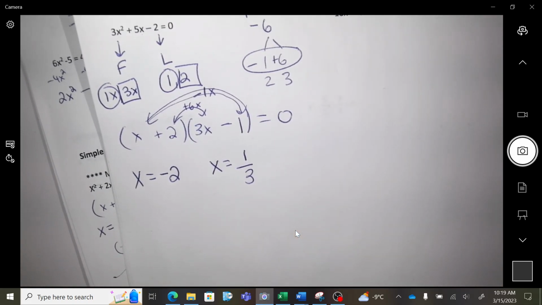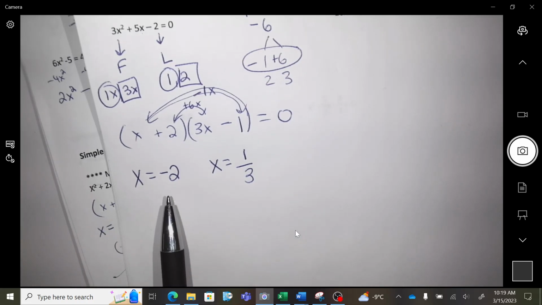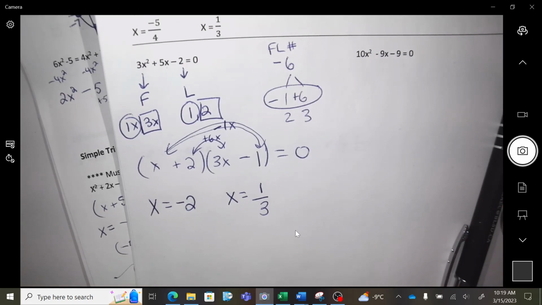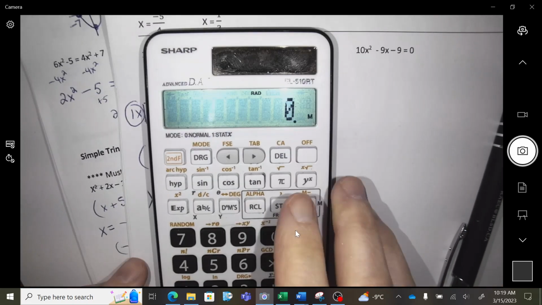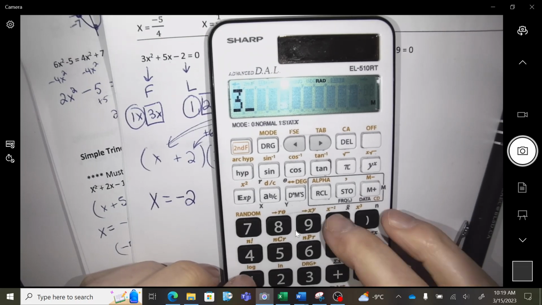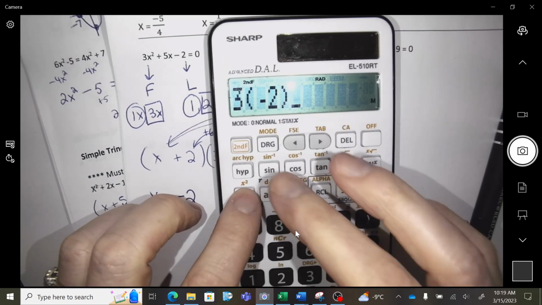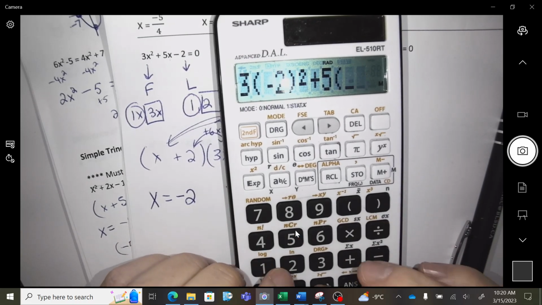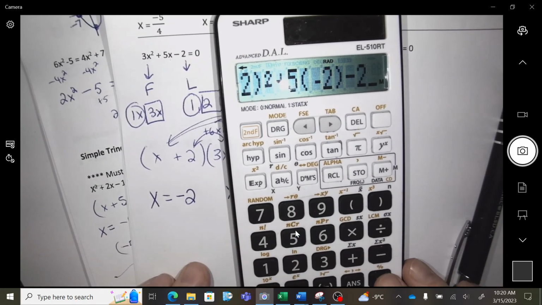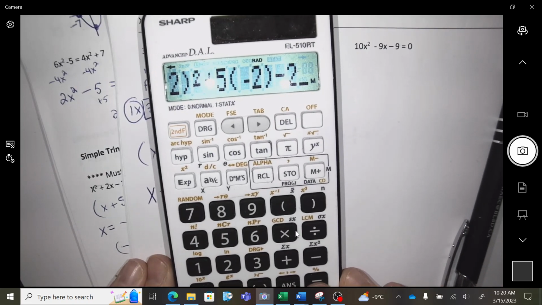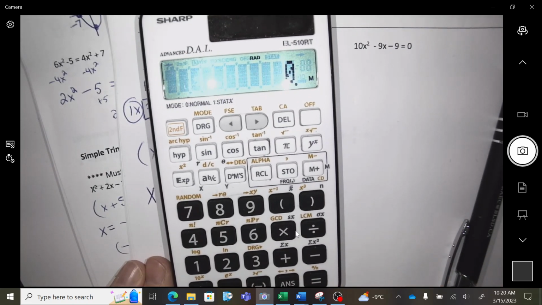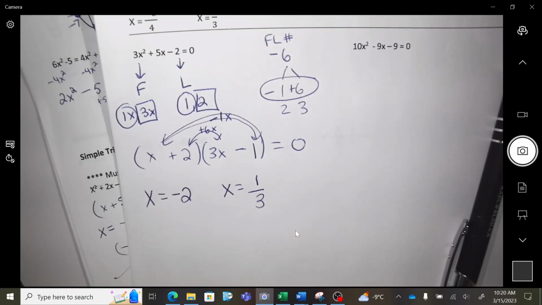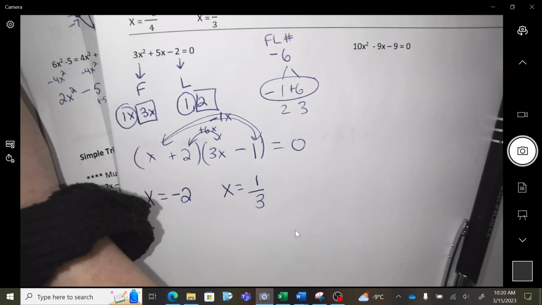You can also check your answer. Did you know that if I plug a -2 into this equation, it should make 0? So 3 bracket -2 squared plus 5 bracket -2, subtract 2. Here's the test. It should equal 0. So I got my answer correct. See? All these things you can do on a test if you want to know if you're right.